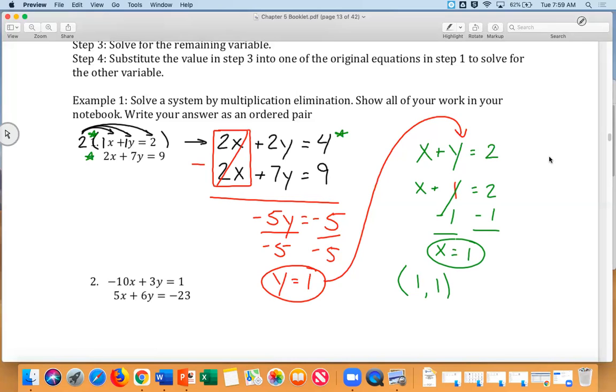Now, is it always going to allow me to pick either variable? No, it won't. Sometimes you need to make the x's the same, or make the y's the same. Okay? Any questions? Can I move on to number 2 here?